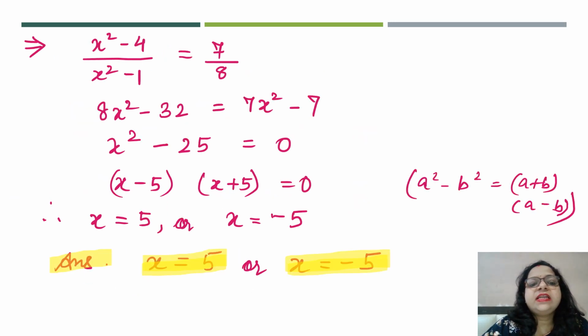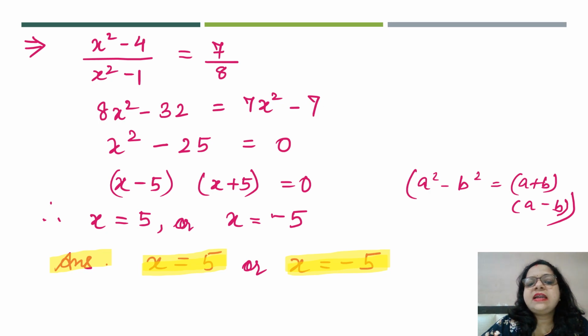Hence, (x² − 4)/(x² − 1) = 7/8. So 8x² − 32 = 7x² − 7. Bringing 7x² to the left hand side, we get 8x² − 7x² = x², and −32 + 7 = −25, so x² − 25 = 0.